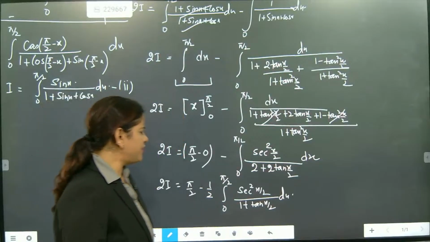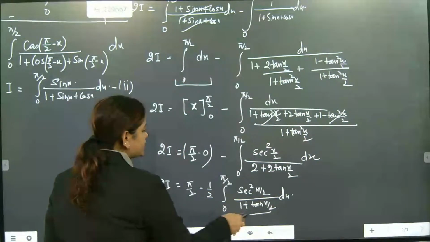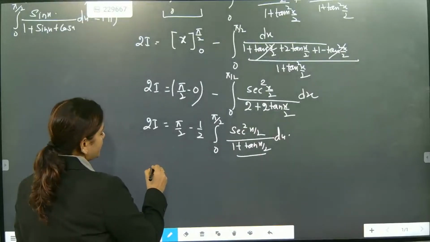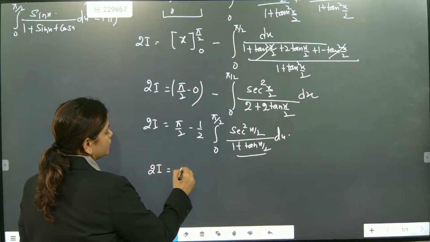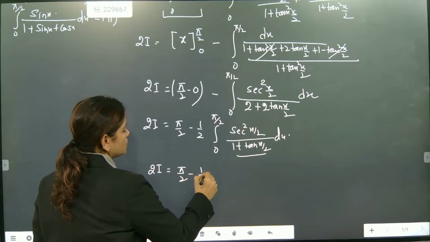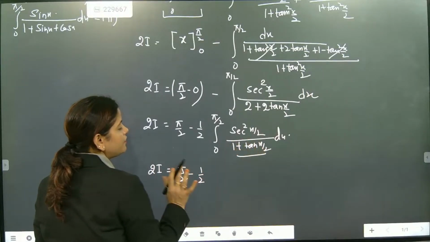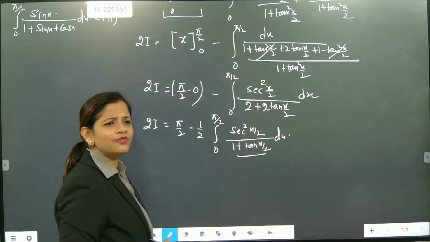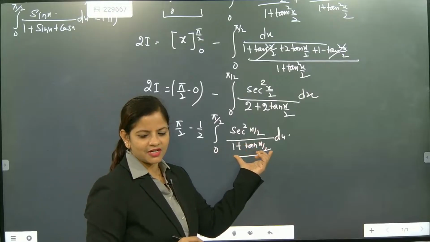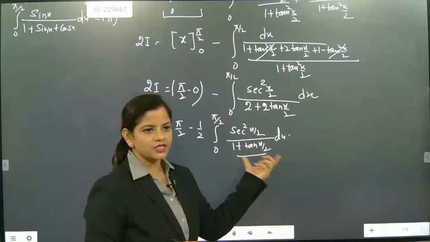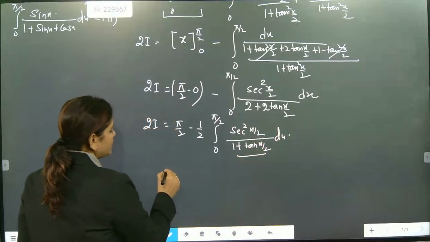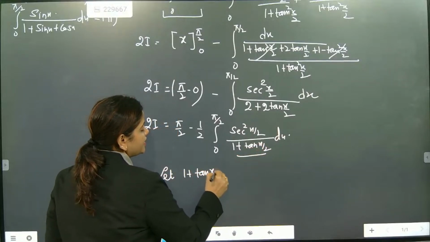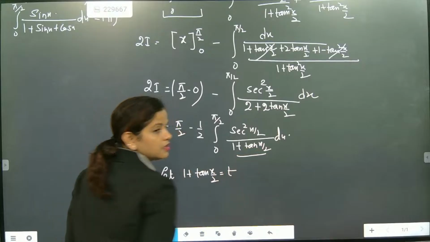So 1 plus tan x by 2, what are we going to do? 2I is equal to 5 by 2 minus 1 by 2 times this section only. We will not write the rest, because what is the need of writing if we have not solved this section? So we need to solve this section. How are we going to solve it? We will say let 1 plus tan x by 2 is equal to t.